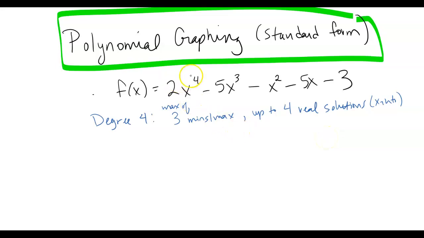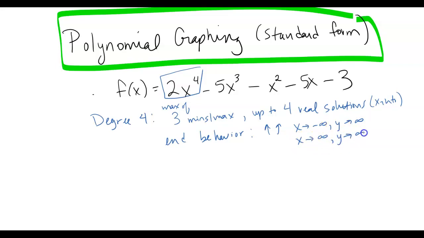We also know, based on this leading term, since it is positive and since it is even, the end behavior. Remember, end behavior is what's going to happen on the left and what's going to happen on the right. It's a positive leading coefficient and an even exponent, so I know the graph is going up on both sides. Another way to write that would be as x approaches negative infinity, which basically means to the left, y is going up. And to the right, as x approaches infinity, y is also approaching infinity. So just a couple of ways to write that.